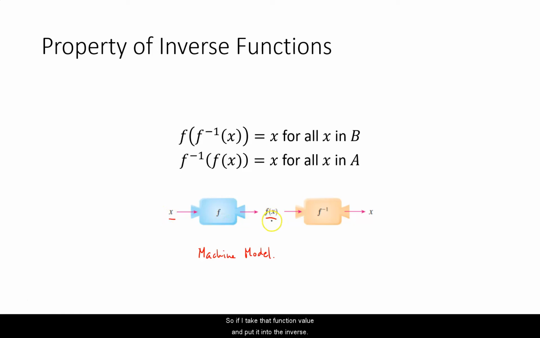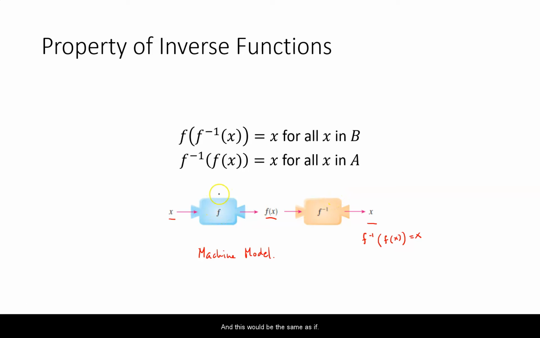If I take that function value and put it into the inverse function, the output value would be the original x. In other words, this would be plugging f of x into the inverse function, and we see here it would send it back to the original x that it came from.